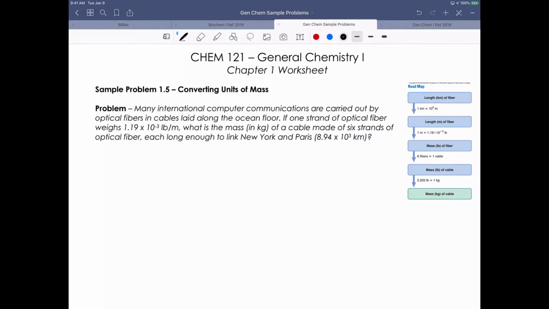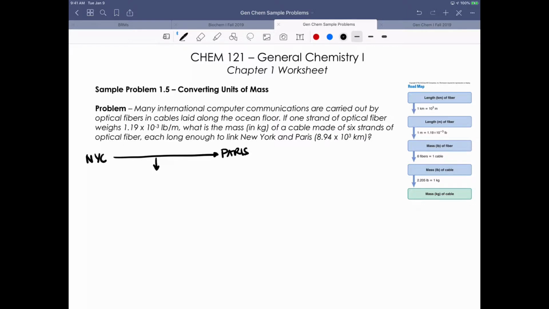So this problem is a little bit more involved for a couple of reasons. One is that we are going to be stringing together more unit conversions than we've done in the past. And second, it introduces an aspect that I think is best explained if I draw a picture out here. We're talking about making a cable for fiber optics that goes between New York City and Paris.